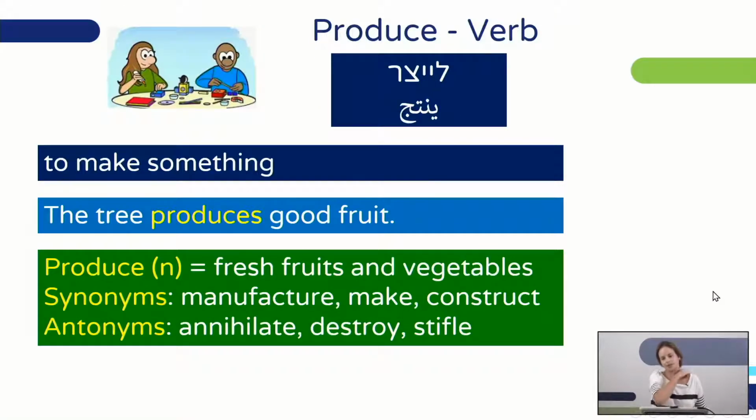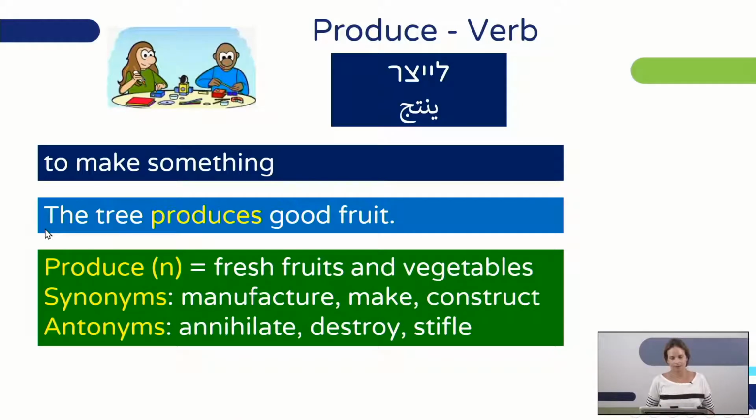Our next word is produce. Produce is a verb. Okay? Le'atzer. Here I chose a picture of a boy and a girl, and they're producing, I guess, some sort of art project. Okay, so it's to make something. So an example sentence would be, the tree produces good fruit. Okay? I actually have a mango tree that does not produce good fruit. I haven't gotten even one mango yet.